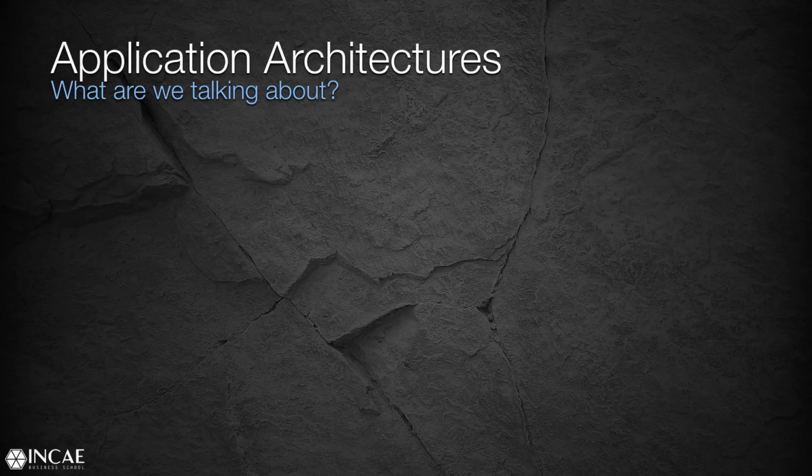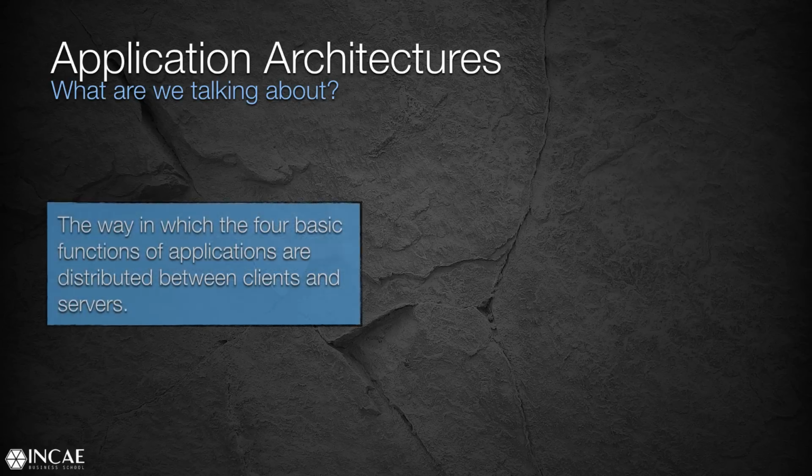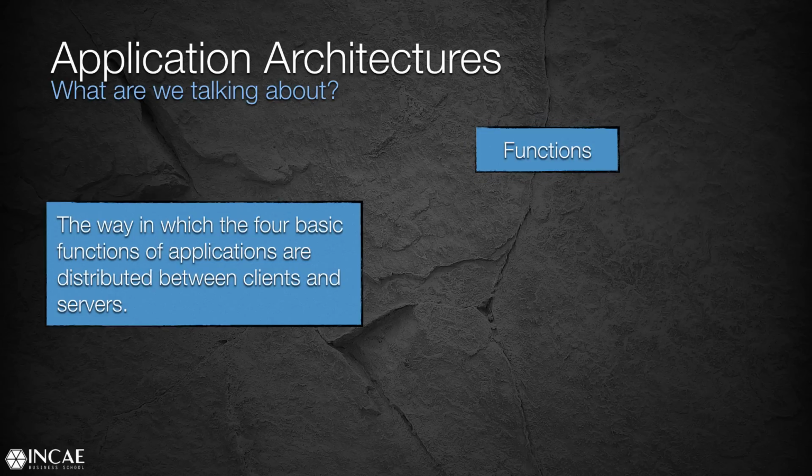What are we talking about when we refer to application architectures? We are referring to the way in which the basic functions of applications are distributed between clients and servers. And what are these functions? The first ones are data storage and data access. Basically, at some point in the application, we need to be able to store the data that the client, that the user, is working with, and we need to store it somewhere in an orderly fashion. So these are the functions of data storage and data access.